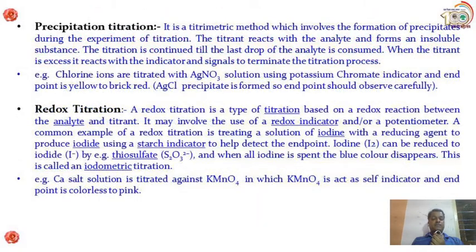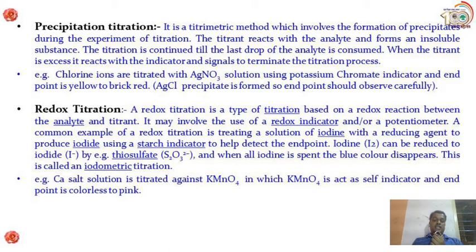Precipitation titration explains itself, that is the formation of a precipitate in the titration reaction. The titrimetric method involves formation of precipitate during the titration, and the titrant reacts with the analyte and forms an insoluble substance. Chloride ions are titrated against AgNO3 solution using potassium chromate indicator and the end point is yellow to brick red, while AgCl is the precipitate formed in this reaction.